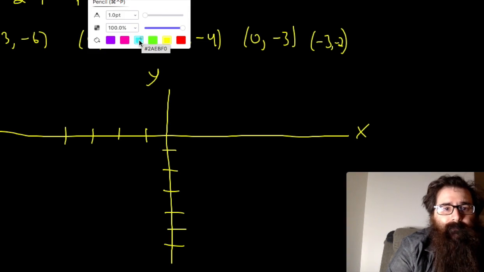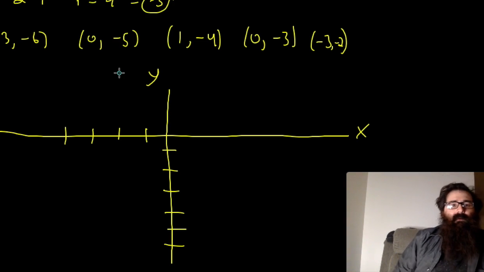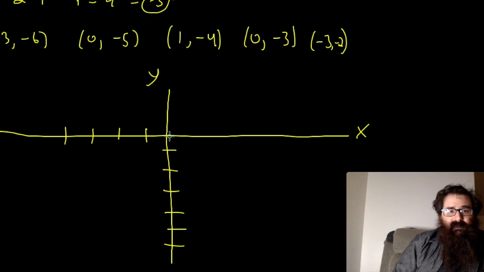And let's start plotting points. So the first ordered pair I have, when x is negative 3, y is negative 6. So negative 3, negative 6, somewhere in this vicinity. Then I have x is 0, y is negative 5. So that's right on the y-axis. I can plot that point.